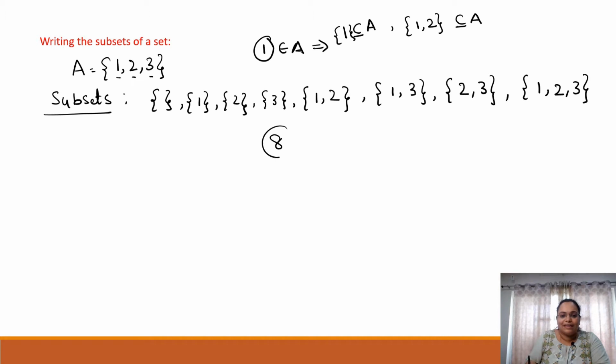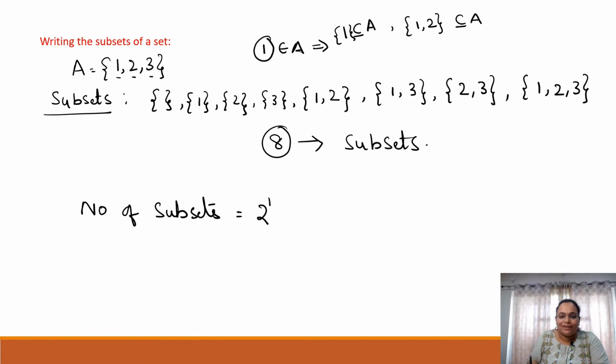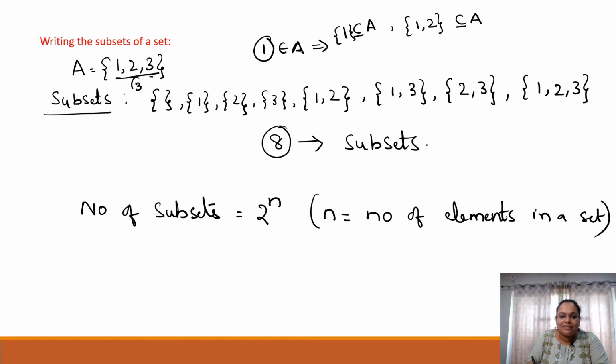You got 8 subsets. So you have a formula for writing the subsets, that is number of subsets is equals to 2 power n, where n is equals to number of elements in a set. If you take this set, you have how many elements? 3 elements, right? So 2 power 3, that is 8, which is matching to the subsets we have got.